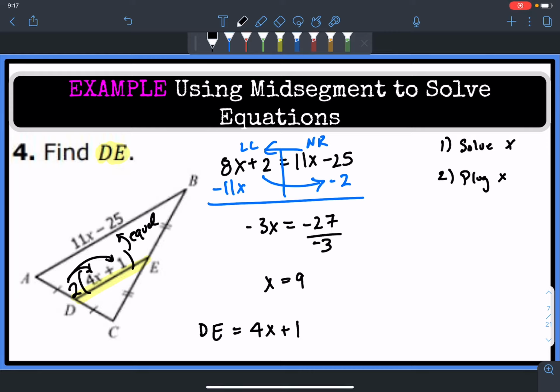Not 8x plus 2, but 4x plus 1. I just had to multiply it by 2 in order to equal it to the distance from A to B. But since I want to figure out the actual distance from point D to point E, I'm going to replace the x in 4x plus 1 with 9. So we end up with 4 times 9 plus 1, which is a total of 37. So that's your solution.